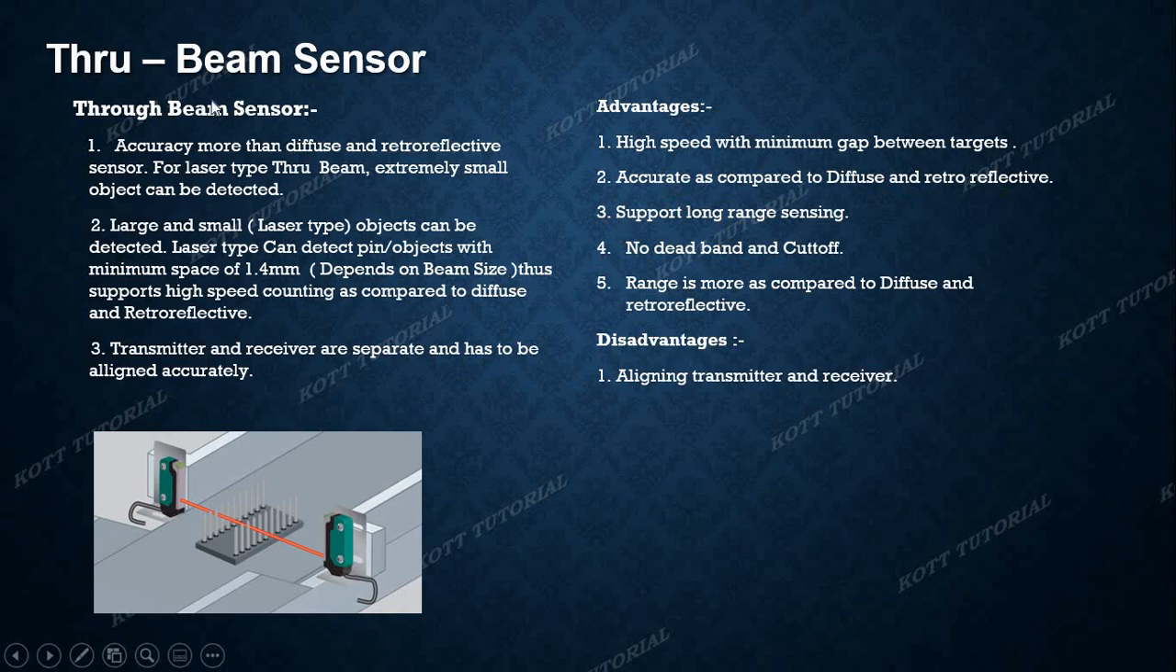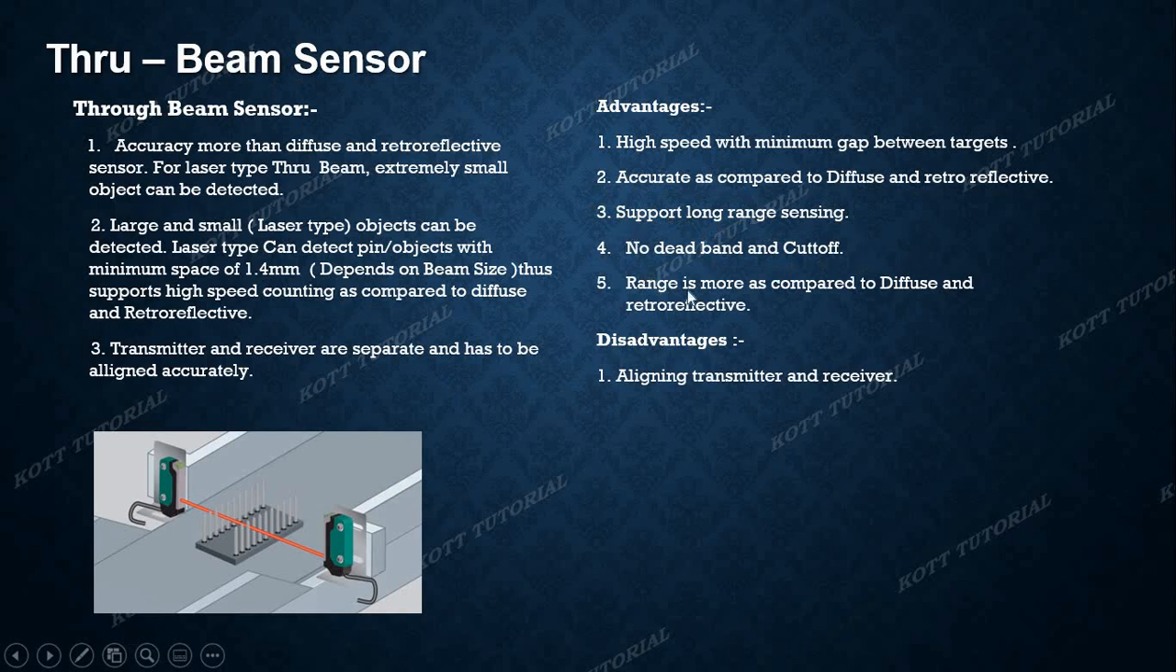See, when we are talking about through beam, there are also two types. Diffuse through beam is also there. Laser type through beam sensors are also there. A laser type through beam sensor can support a long sensing range.